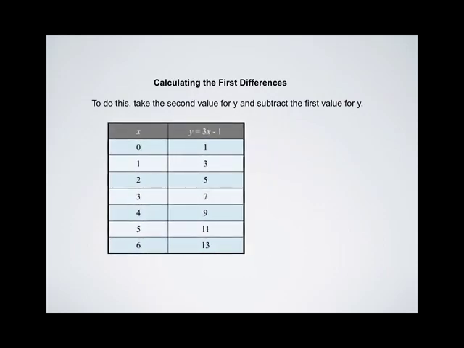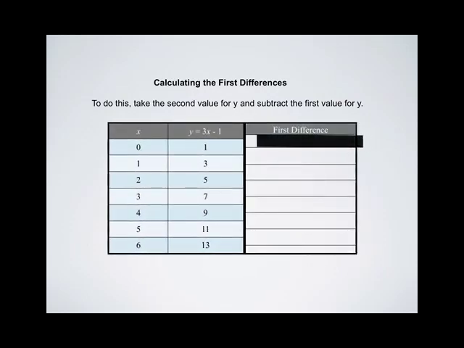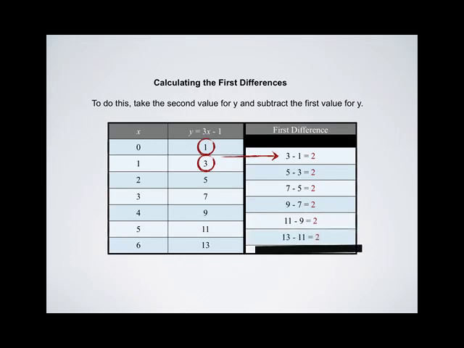Calculating the first differences. To do this, take the second value for y, that's the 3, and subtract the first value for y, the 1. We're going to put this value into the adjacent column under our first difference between those two numbers. So 3 minus 1 is 2. And we continue so on and so forth with 5 minus 3 is equal to 2. 7 minus 5 is equal to 2. And we continue this until we fill up our column. The values in the third column are called the finite differences.